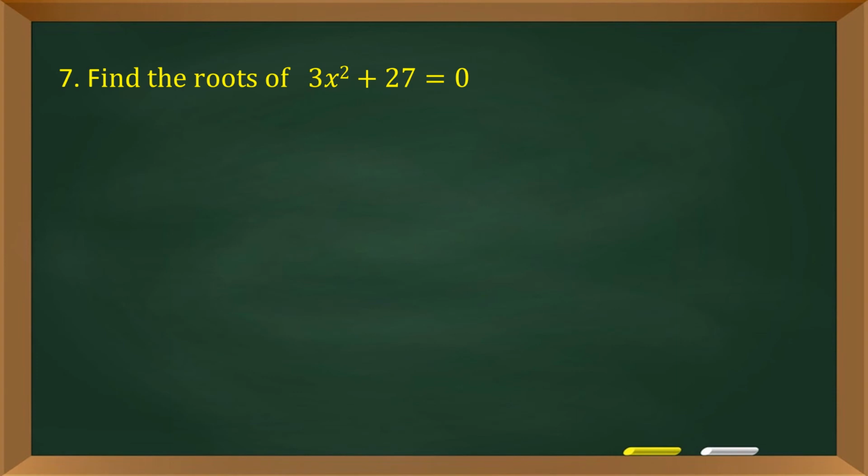And another example pa rin. So, find the roots of 3x squared plus 27 equals 0. Rewriting the equation again. So, 3x squared plus 27 is equal to 0. And i-separate natin si constant. Dapat nasa kabila siya. Si 27, separate natin. So, mapupunta siya sa right side of the equation. Magiging negative 27.